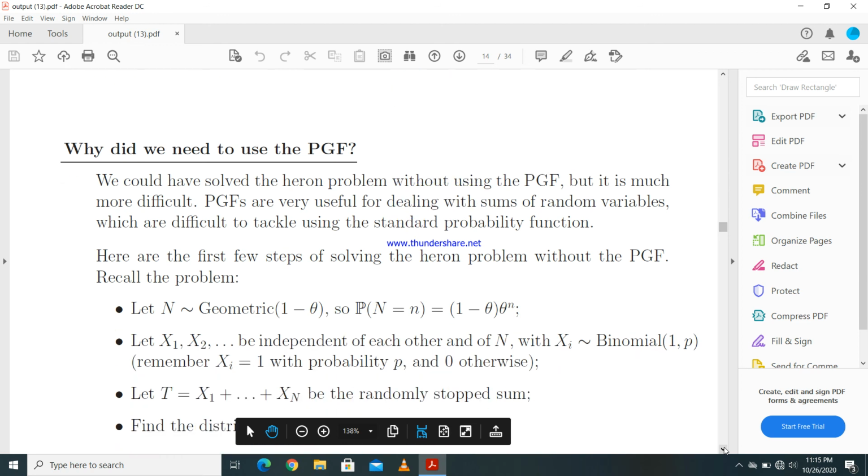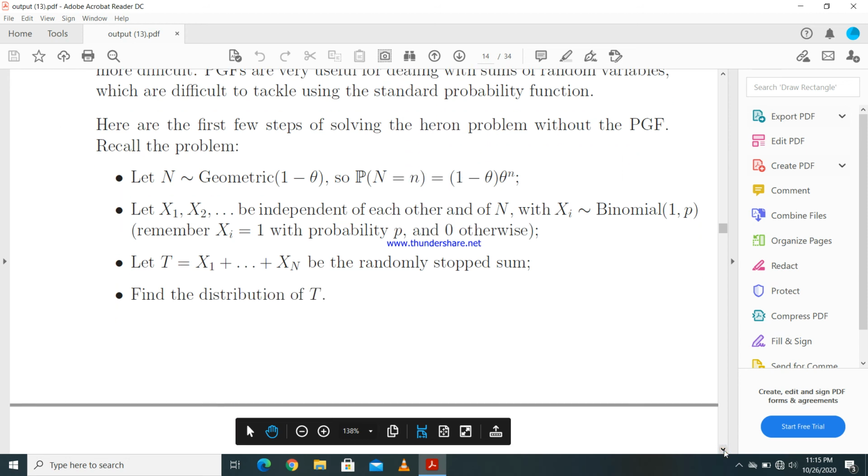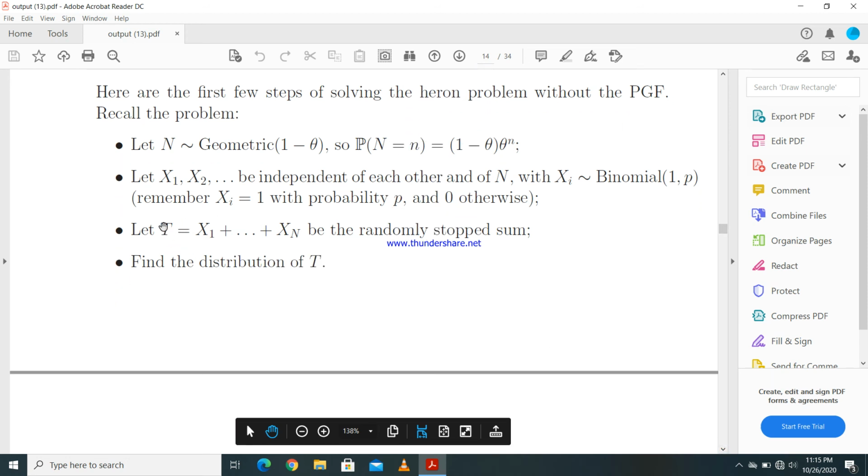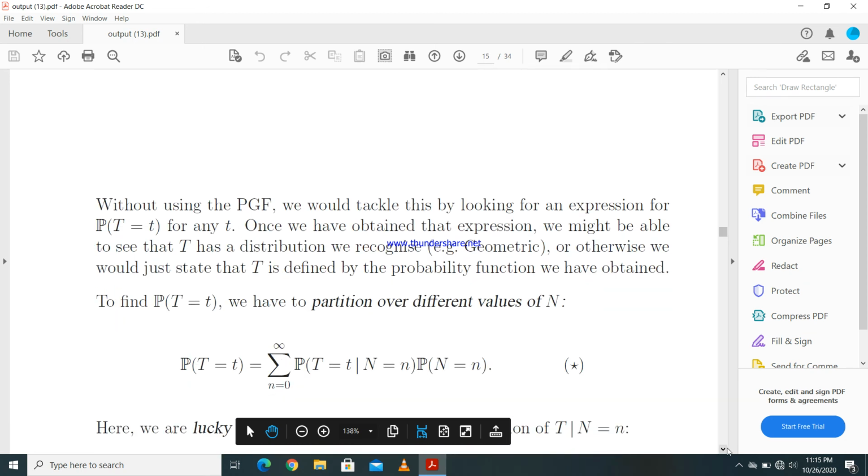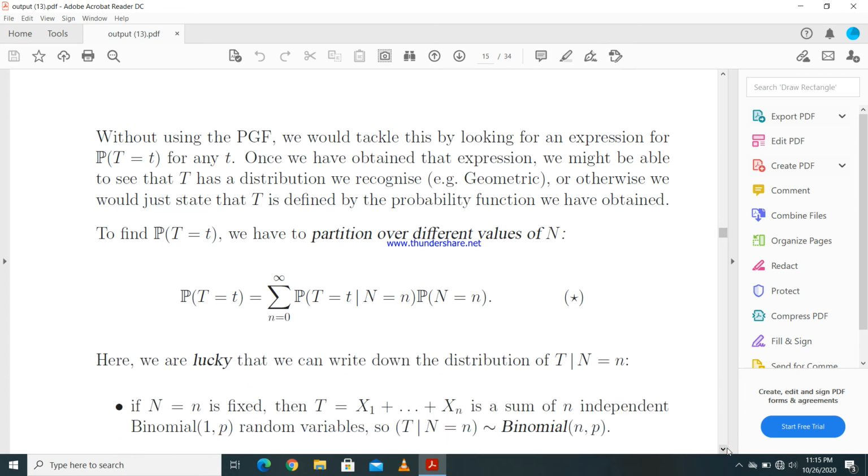If you want to find this using the ordinary method, we know capital N has a geometric distribution, so we can write the probability mass function there. And then we know X1, X2 have a binomial distribution, so we can identify the distribution function. And then we want to find the distribution of T, where T is the randomly stopped sum. So we want to find the probability of capital T equal to t.